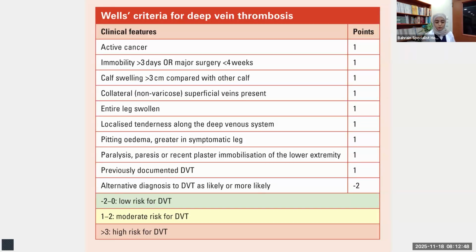So you will add all of them together. If the score is between -2 and 0, this is a low risk for DVT. 1 to 2, moderate risk for DVT, and above 3 is a high risk for DVT. For the modified, they just classified it based on 1 to 2. Below 2 is less likely to have DVT, and more than 2 is more likely to have DVT. This is just to make it easier for the clinical aspect.